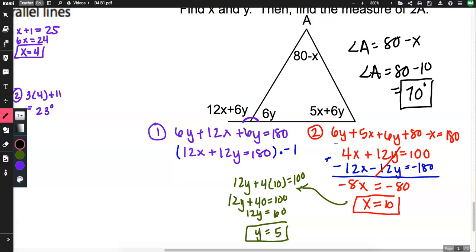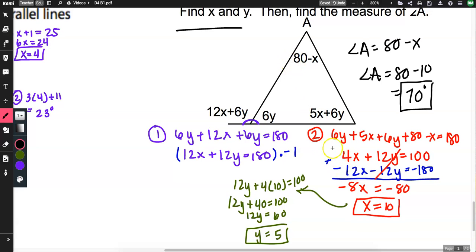You really didn't have to solve for y in this problem because we were looking for, oh no, you did, because it said find x and y. Just kidding. So you had to solve for both. If it had just said find the measure of angle A, then you could really have stopped after x. But regardless, angle A equals 70 degrees after I plug it back in.